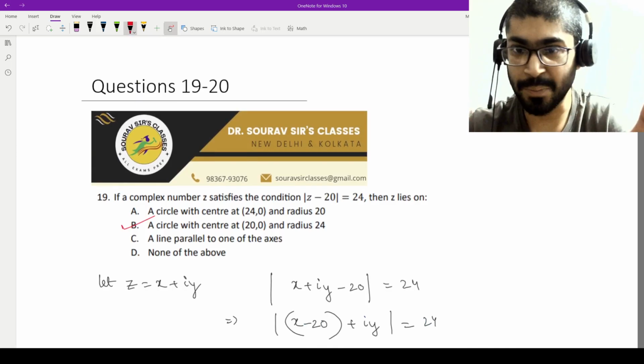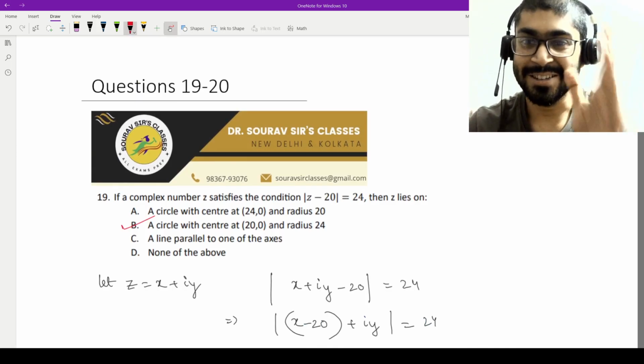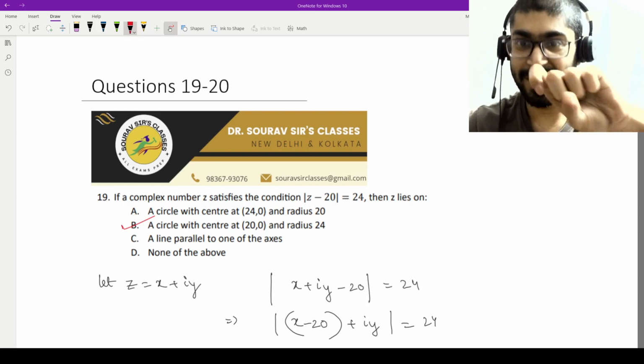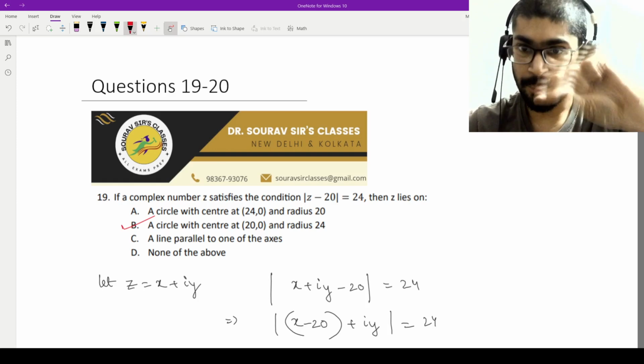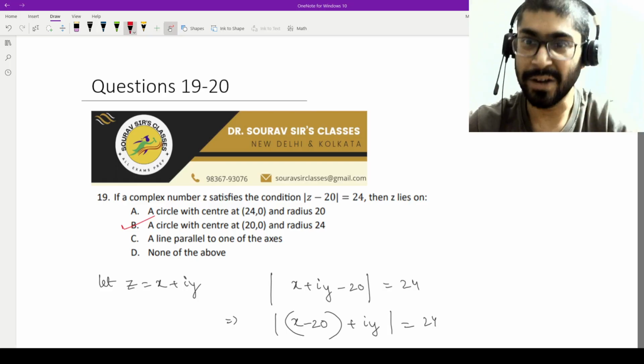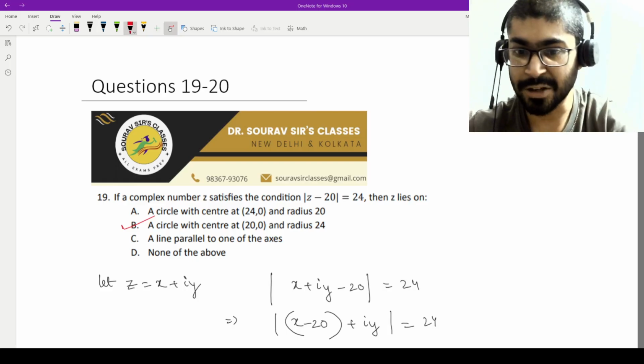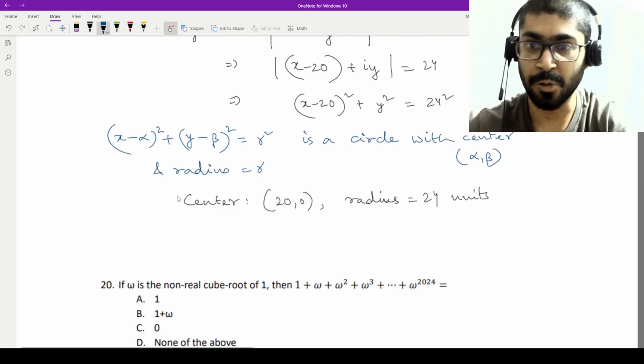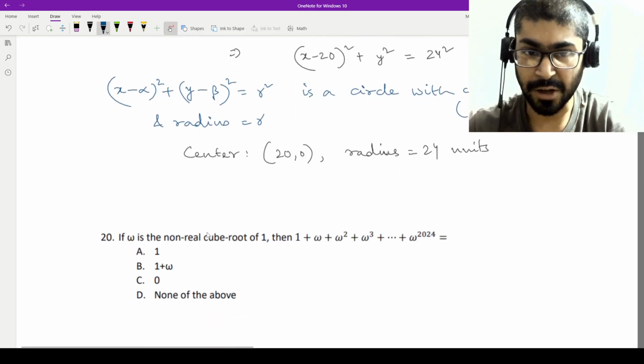But if you understand complex geometry, then this is quite easy. |z - 20| = 24 means that you are making a circle around the point 20 with a radius of 24. So that should give you the answer from there. If you are not comfortable with it, you can expand it out and use the principles of coordinate geometry to give you the answer.